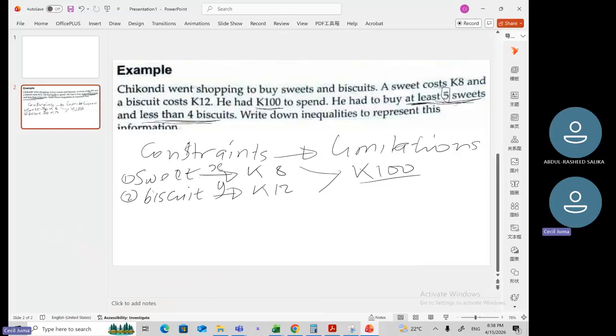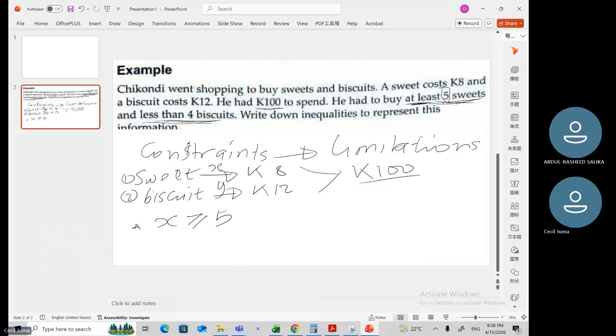So at whatever this guy does, zinthu zake zosachepere 5. So pa inequalities zosachepera 5 zikhale 5 kapena zosachepera pa 5. So it will be greater than or equal to 5. This one is the first inequality, linear inequality that we get from here.